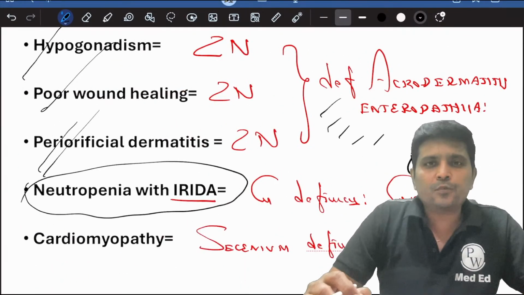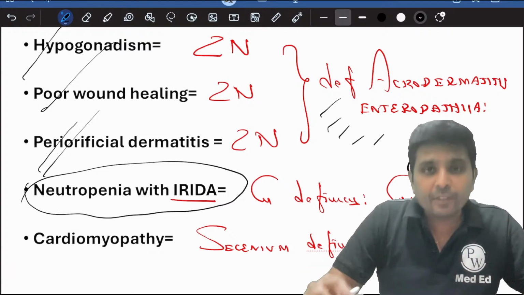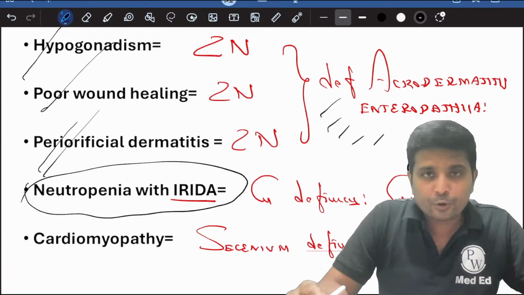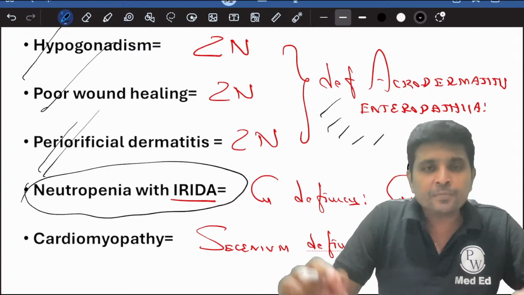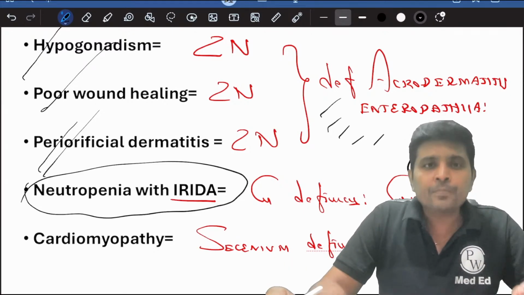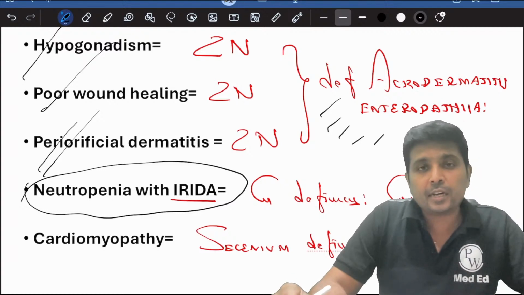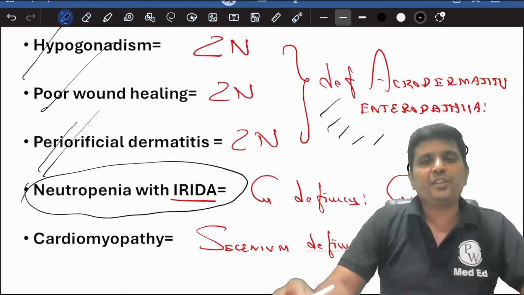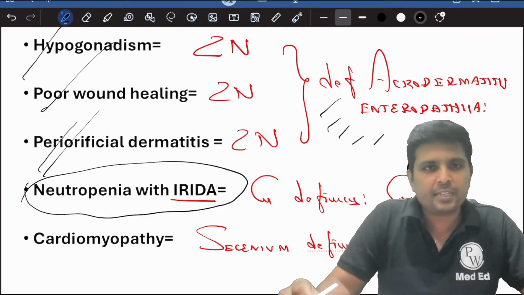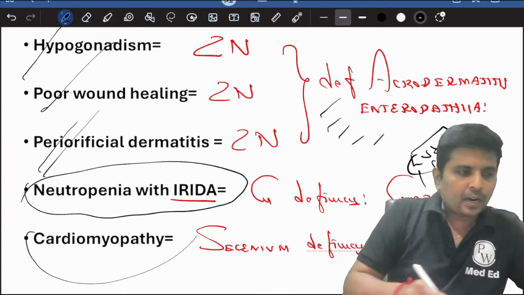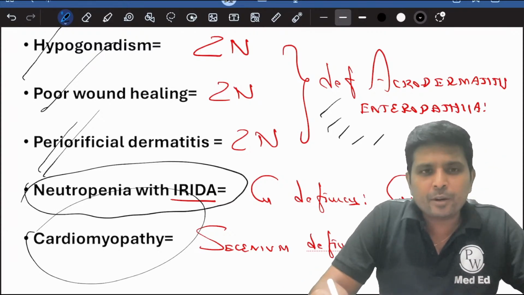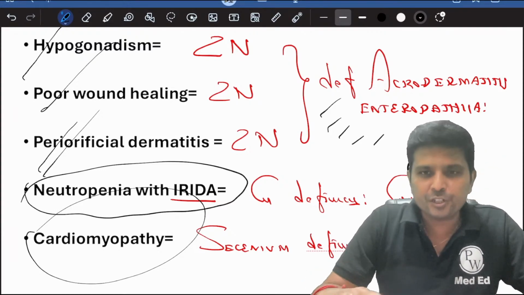One of the causes for IRIDA: even when you give iron, the microcytic hypochromic anemia is not responding, and when it is associated with low neutrophils, you need to consider the diagnosis of copper deficiency. Very, very important for your entrance examination. And finally, cardiomyopathy. Cardiomyopathy is due to what? Selenium deficiency.